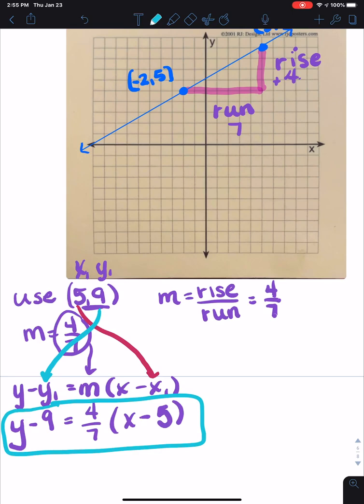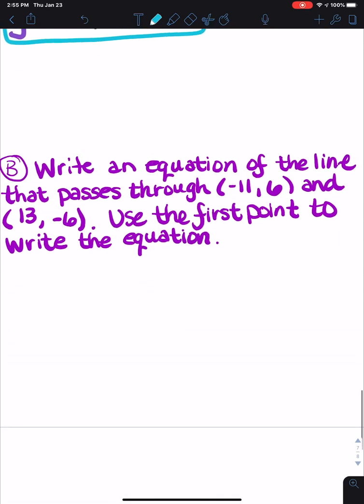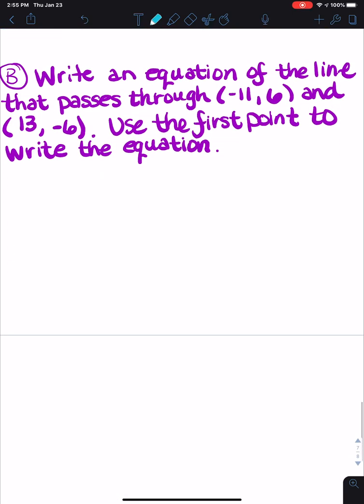So now I'm going to go ahead and look at what happens when it comes in a different form. So in this one, they're going to write an equation of the line that passes through (-11, 6) and (13, -6). They want us to use the first point to write the equation. So there's my first point. So I know at some point I'm going to have to use this.